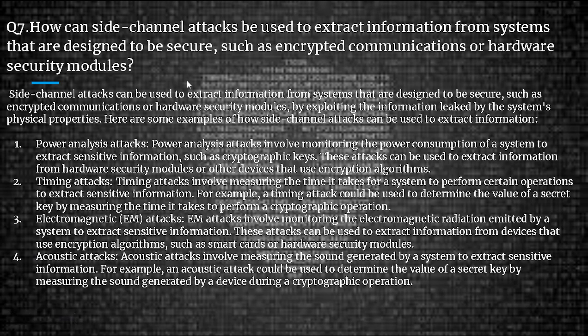Now, how can side channel attacks be used to extract information from systems that are designed to be secure, such as encrypted communications or hardware security modules? Side channel attacks can be used to extract information from systems that are designed to be secure, such as encrypted communication or hardware security modules, by exploiting the information leaked by the system's physical properties. Here are some examples which can be used to extract information.